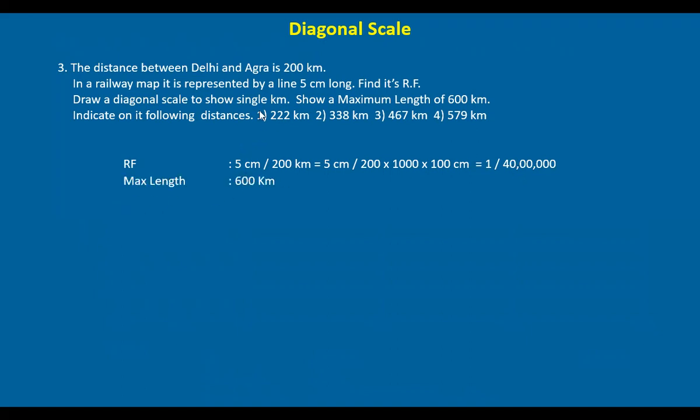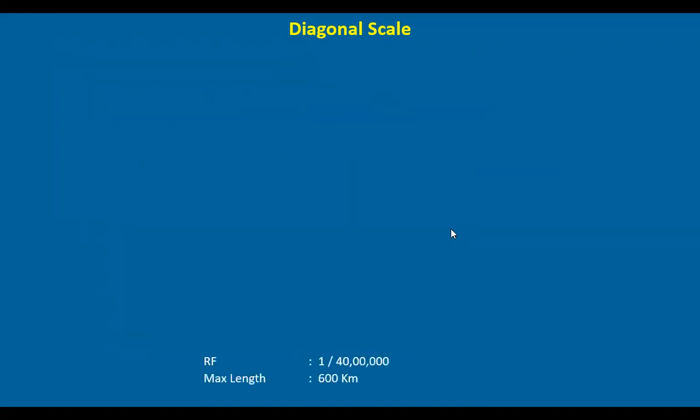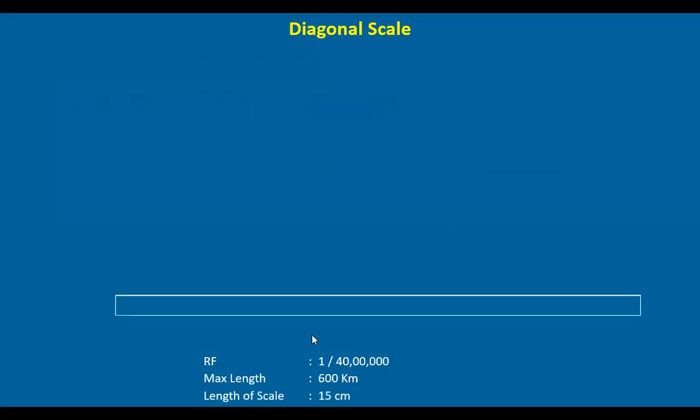Maximum length is given here, right? Maximum length of 600 kilometers. So the length of the scale is RF into maximum length, converting this also into centimeters. 15 centimeters is the length of the scale. Now let's take 15 centimeters here and construct a rectangle. Because this is representing 600 kilometers, let's divide this into six parts. Each one is indicating 100 kilometers.